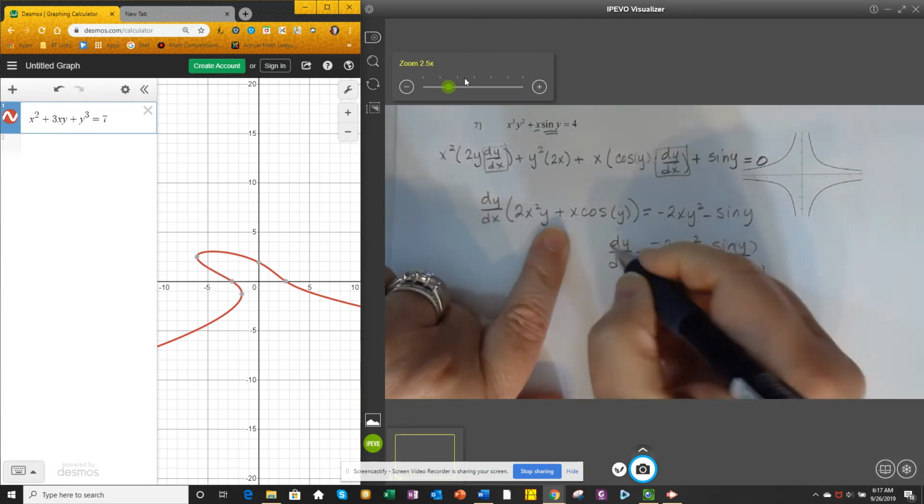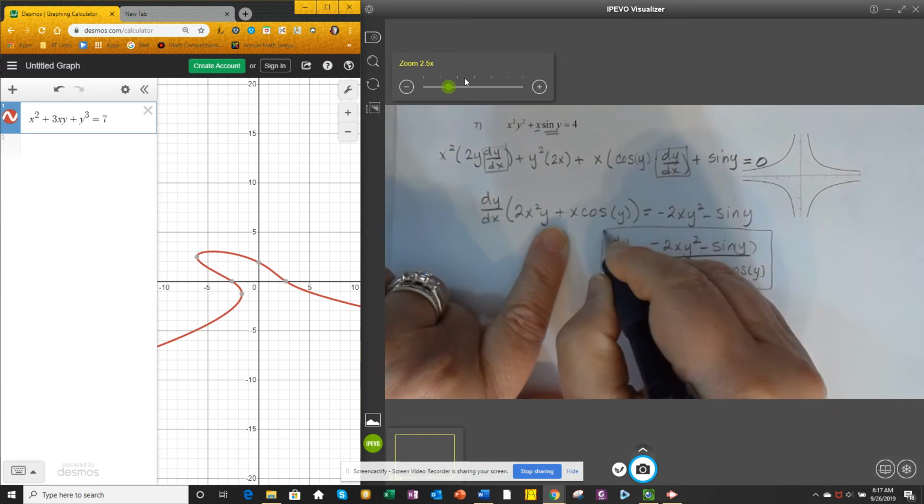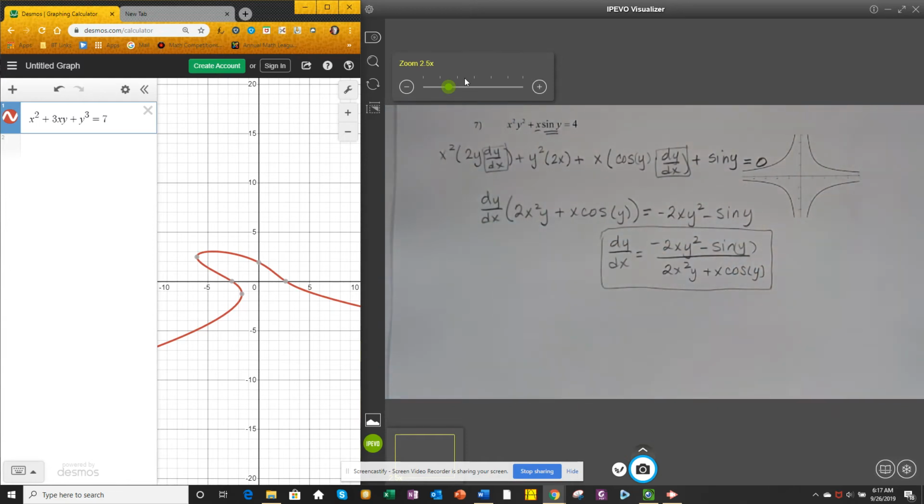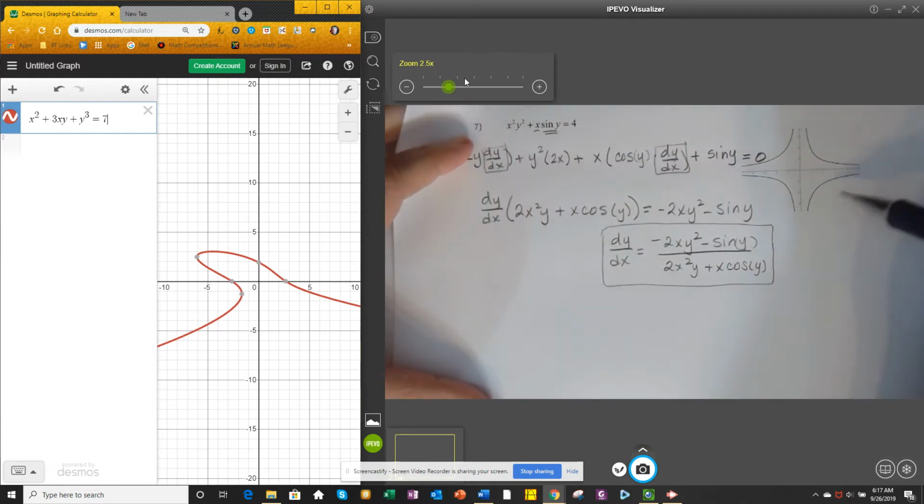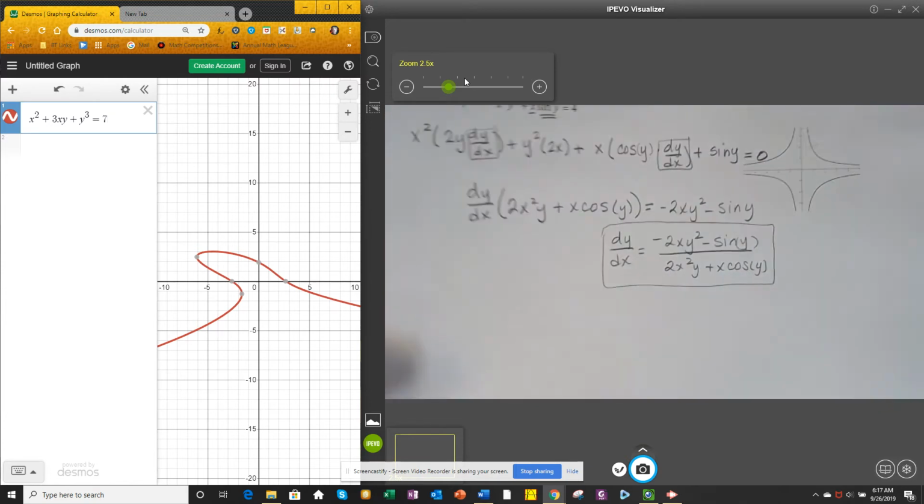I mean, it looks a little bit scary, but it is okay. If you know the point, you can plug it in and find the slope. And see, this one is definitely a relation, but it's got places where we can find tangent lines, which is really cool. All right.